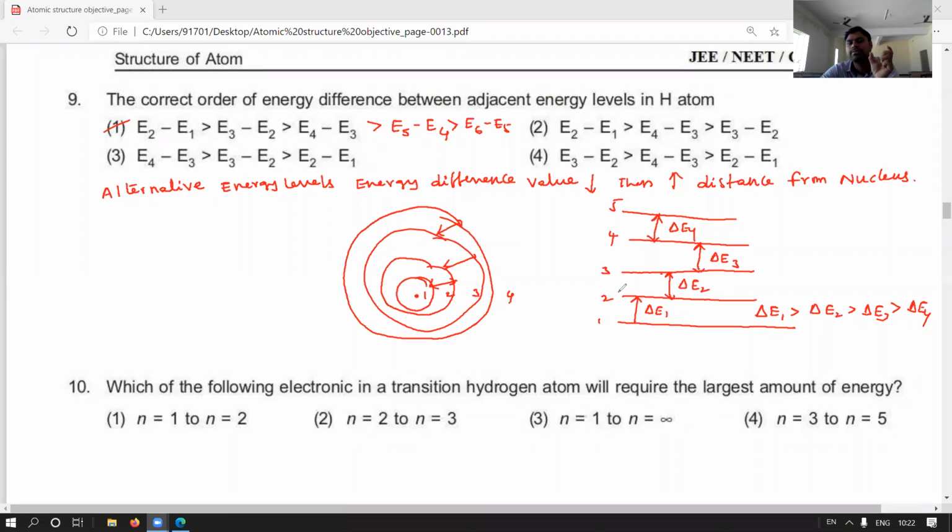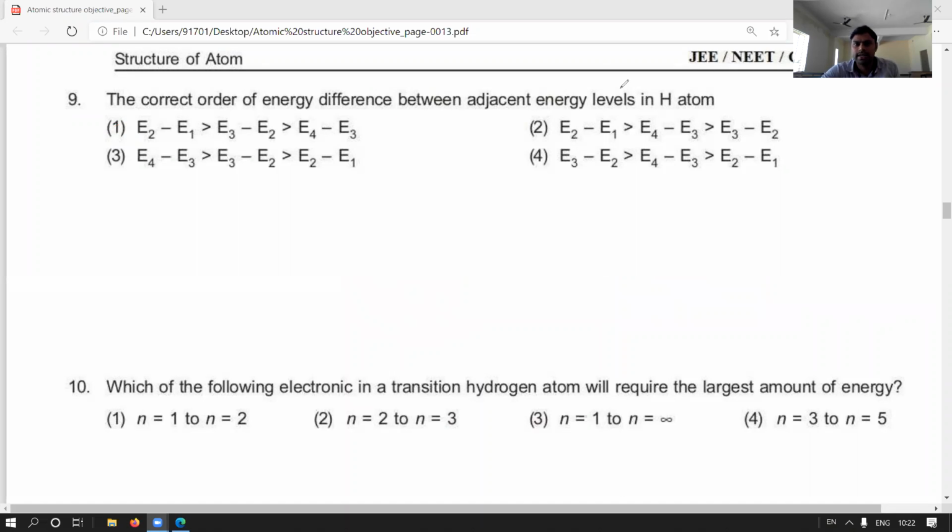So that value will always be more when compared to delta E3, when compared to delta E4, when compared to delta E5. Understand? So according to that, the first option is correct. Let's see another method also, to solve this question.